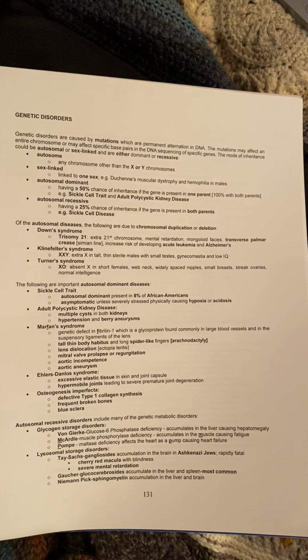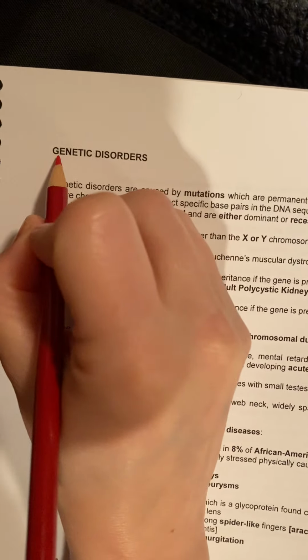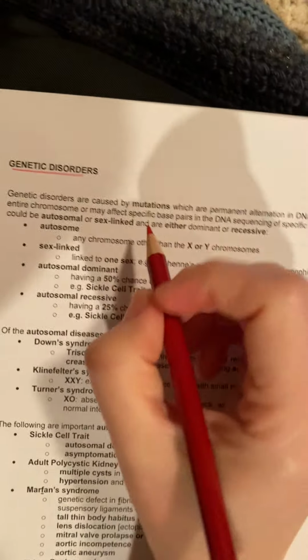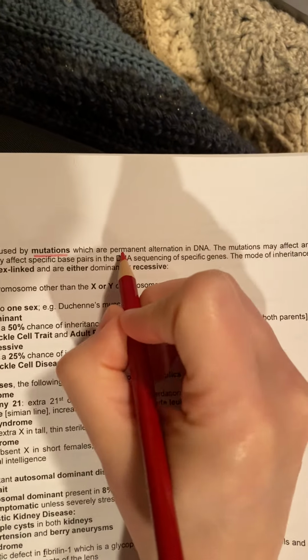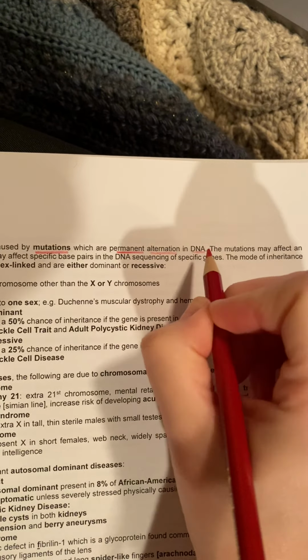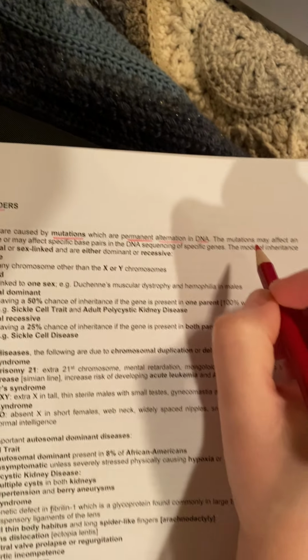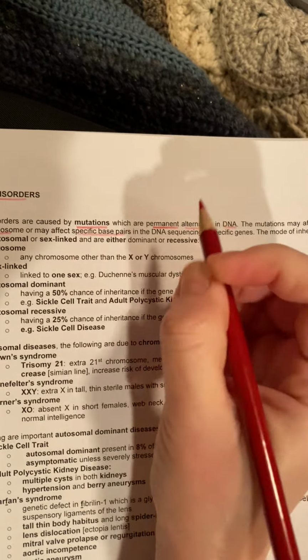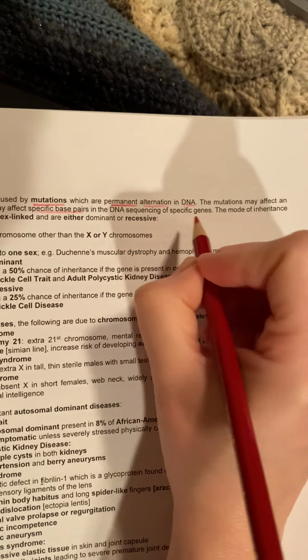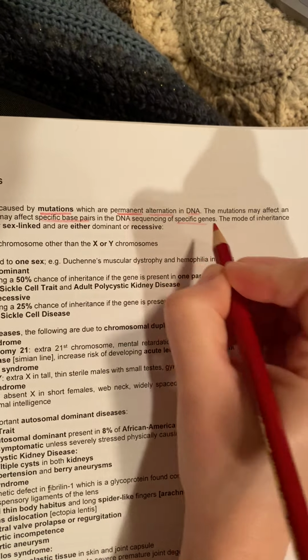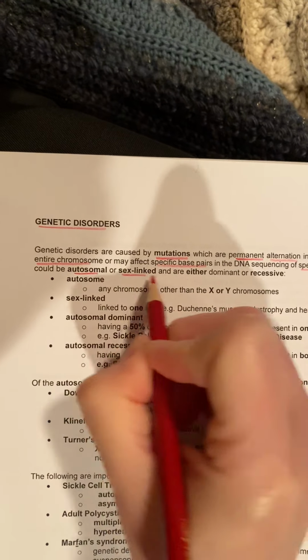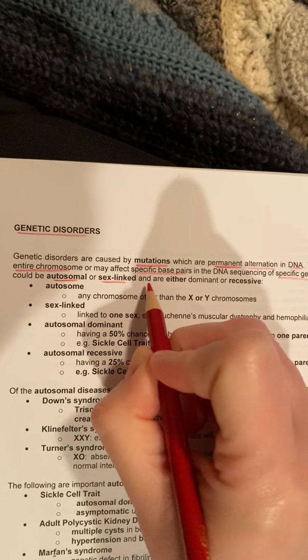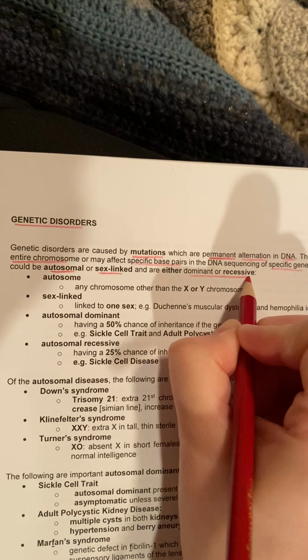This is the third pathology video, pathology 3. We're starting with genetic disorders, which are caused by mutations that are permanent alterations in DNA. The mutations may affect an entire chromosome or specific base pairs in the DNA sequencing of specific genes. The mode of inheritance could be autosomal or sex-linked, and are either dominant or recessive.